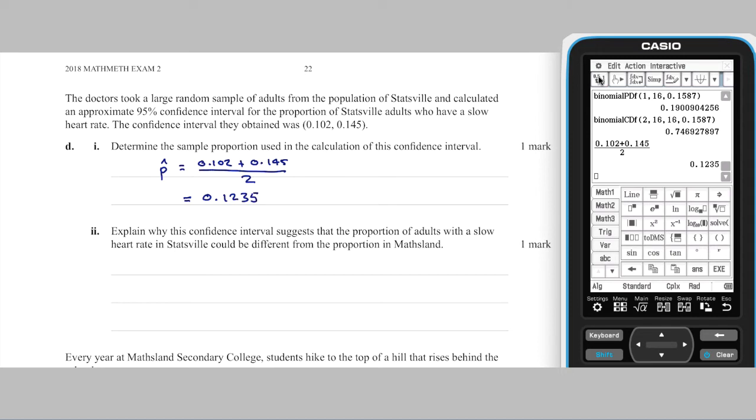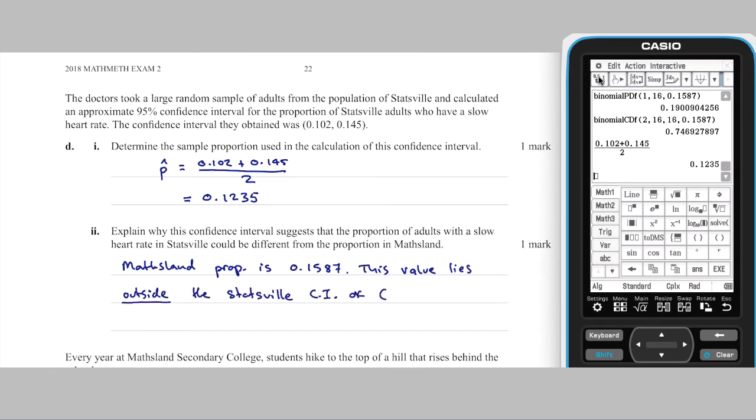Part D, Part 2. Explain why this confidence interval suggests that the proportion in Statsville is different from the proportion in Mathsland. Well, the Mathsland proportion is 0.1587. This value lies outside the Statsville confidence interval of 0.102 to 0.145, and this implies that the two proportions are different.